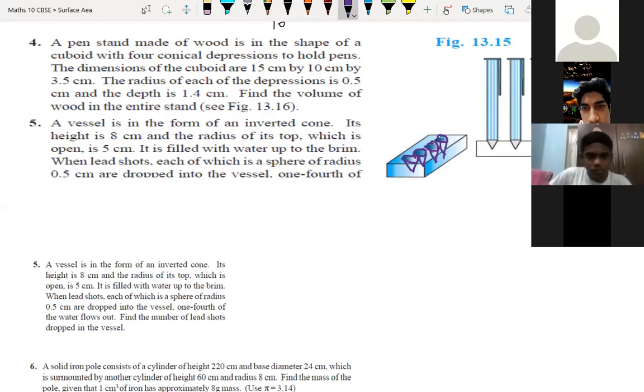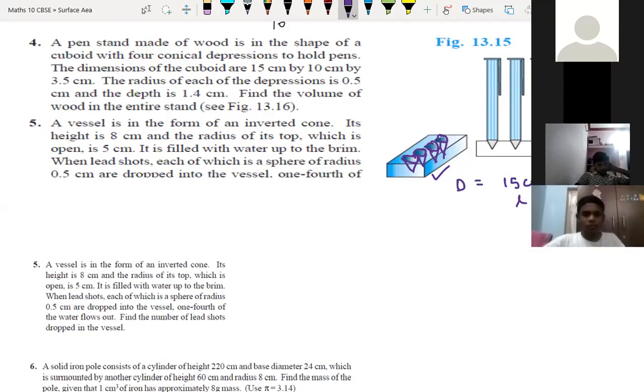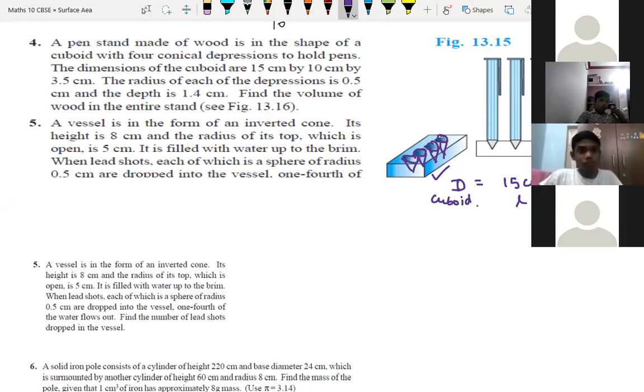Okay, sir. So what is happening here? This is a pen stand. It's a cuboid, and there are four conical depressions into it. The dimension of the cuboid is given as 15 centimeter by 10 centimeter by 3.5 centimeter: length, breadth, and height. And the radius of the depression is 0.5.